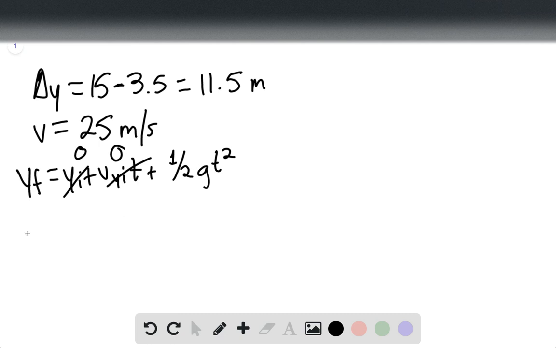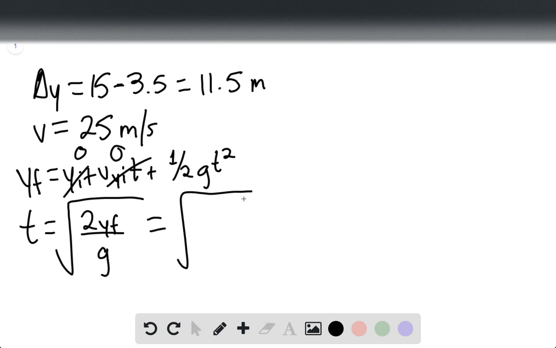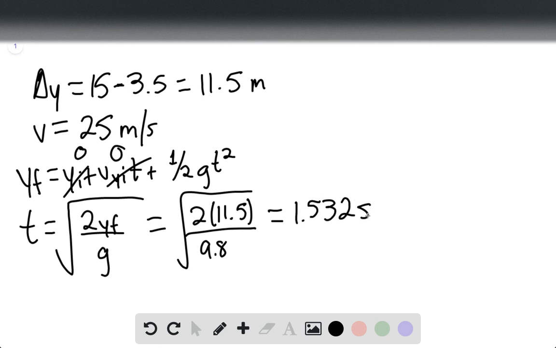So we can say that t is going to be equal to the square root of 2y final divided by g, and this is going to equal 2 times 11.5 divided by 9.8, and it takes James Bond 1.532 seconds to jump from the bridge and reach the top of the truck.